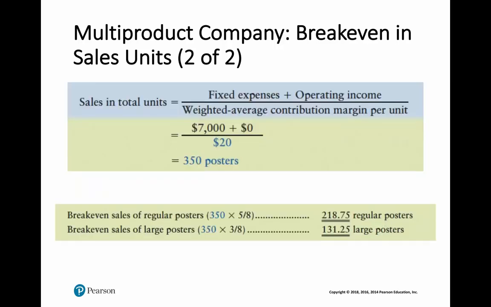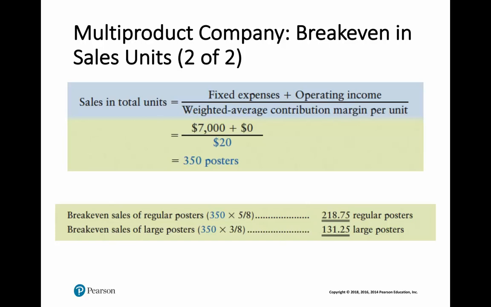So we plug it in, same exact formula. The only difference from before is that it's our weighted average contribution margin versus just a contribution margin. Here we have $7,000 of fixed costs, going back to that very first slide in the chapter. Again, it's a break even, so profit is 0. Now we divide by that 20 that we calculated on the previous slide. That tells us we need to sell 350 posters.